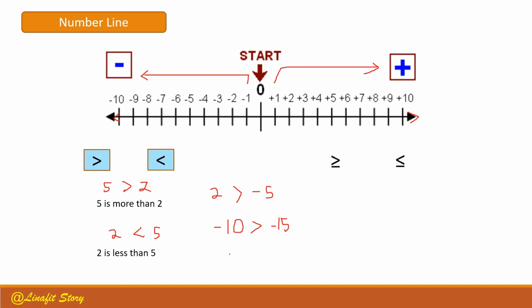How about 7 and negative 5? 7 is greater than negative 5. And then this one, the symbol represents more than or equal to. And then this one represents less than or equal to.